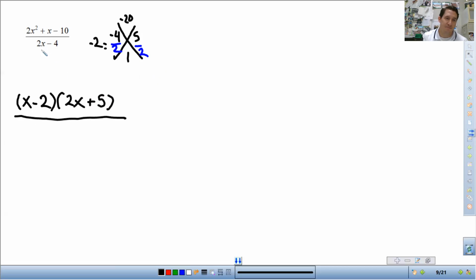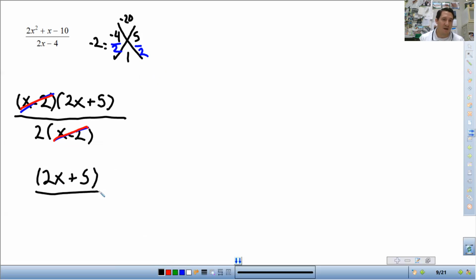On the bottom, I can factor out a 2. So 2 times x minus 2. And here, those cancel out. I want that to be in red. X minus 2 cancels out. So left over on top, 2x plus 5, and then over 2. Remember, these 2's do not cancel each other out. This 2 is protected by those parentheses. It's not its own factor, so you can't cancel it out with the 2 on the bottom.